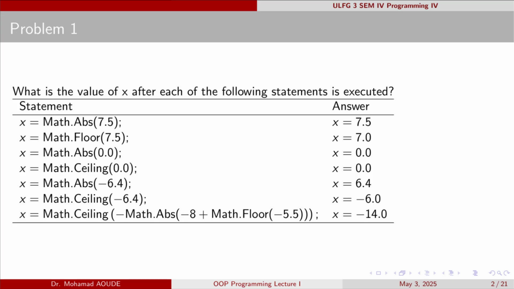We start with a fundamental test of the Math class in C#. For each line, you must understand what function is being called and why the result behaves that way. Math.Abs(x) gives the absolute value, so negatives become positive. Math.Floor(x) returns the greatest integer less than or equal to x. Math.Ceiling(x) does the opposite, rounds up to the smallest following integer.